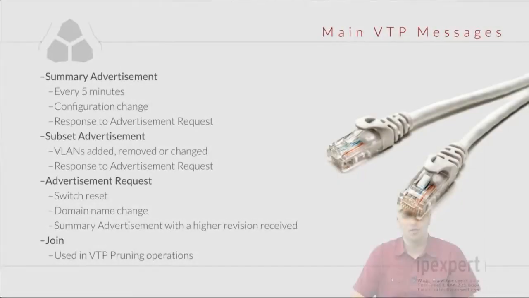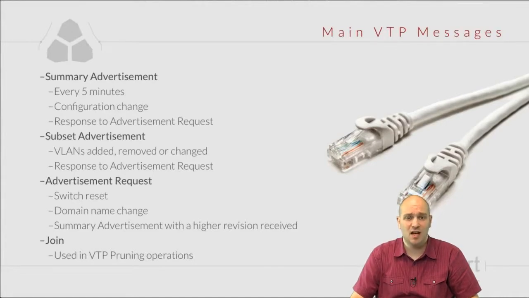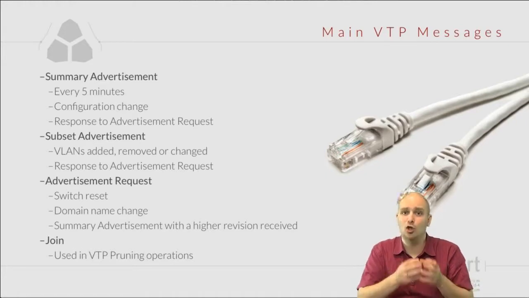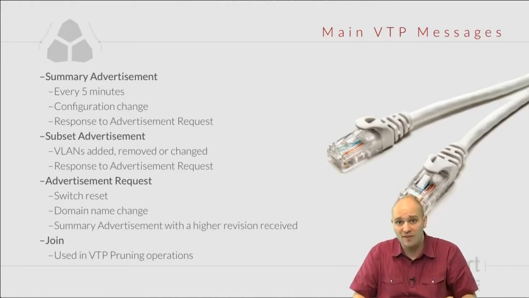There are 4 types of VTP messages. These are summary advertisement, subset advertisement, advertisement request, and VTP join message. Summary advertisements are sent periodically by clients and servers in the domain. These messages are also sent in response to received advertisement requests. These messages are also sent whenever there is a configuration change in our VTP database. The configuration change is a VLAN being created, a VLAN being deleted, a VTP domain being changed, or anything that affects the contents of our VLAN database or VTP database.